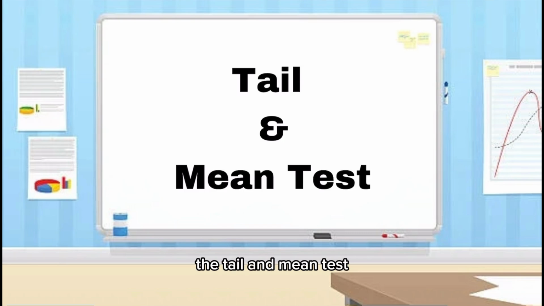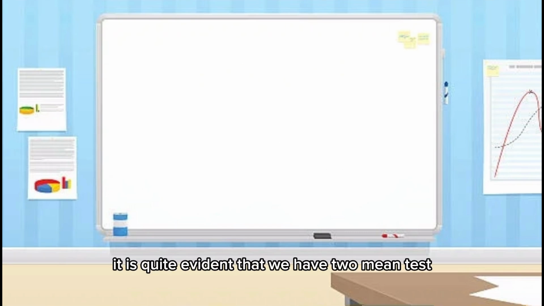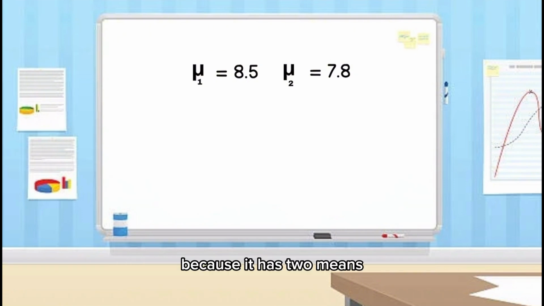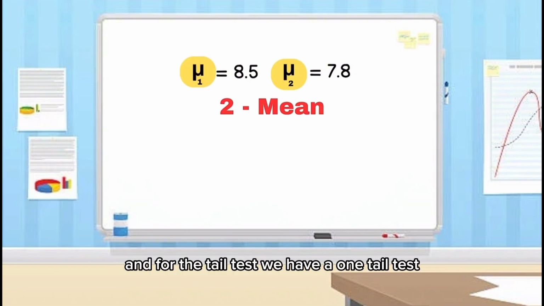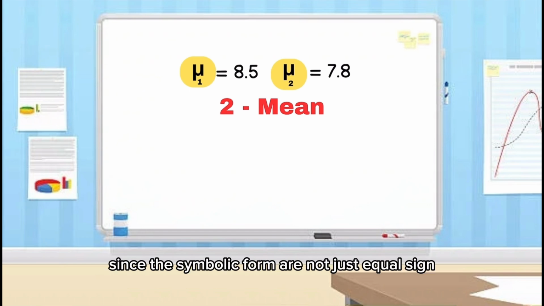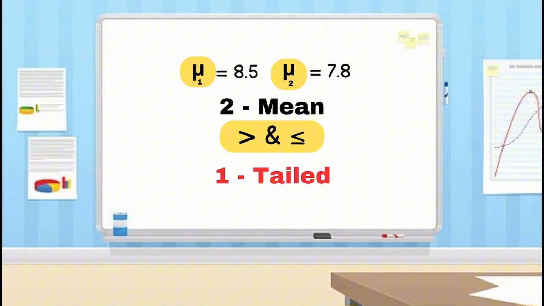And now, let's identify the tail and mean test. It is quite evident that we have a two-mean test because it has two means. And for the tail test, we have a one-tail test since the symbolic form is not just an equal sign.